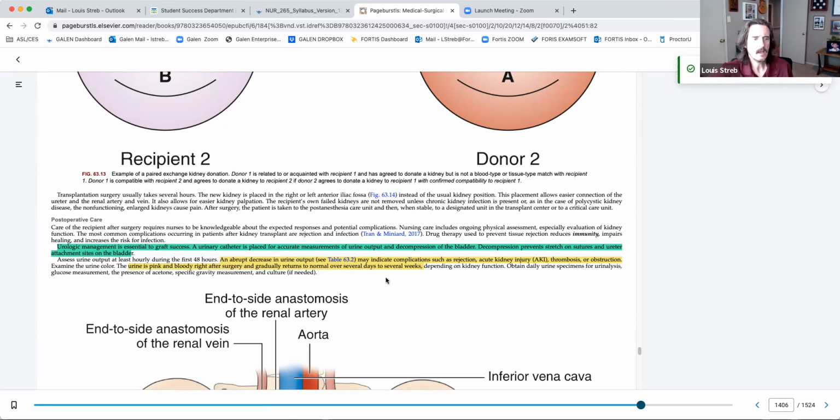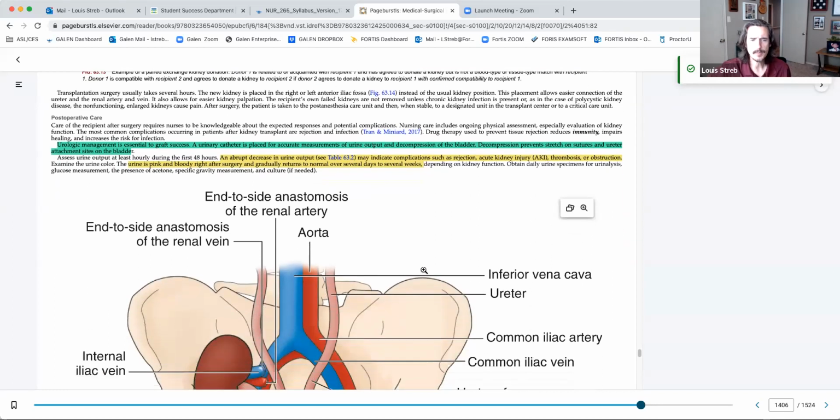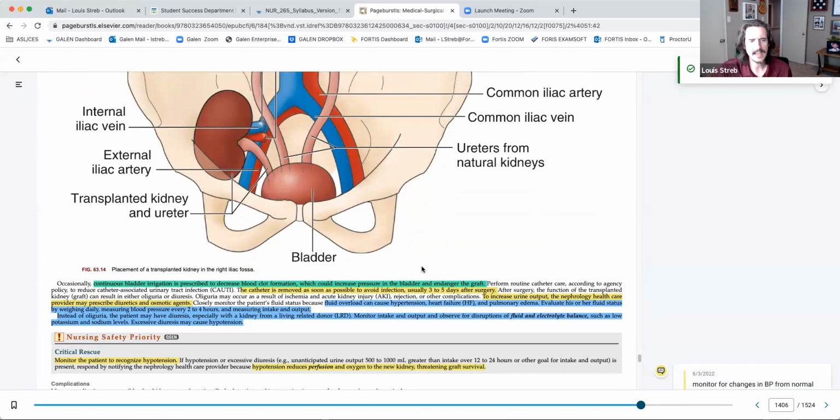So there you go. We know that urine is pink and bloody right after surgery. It gradually returns to normal over several days and weeks. So be aware of that. These people might have a continuous bladder irrigation on. So think about people who have a TURP, when they have that transurethral resection.